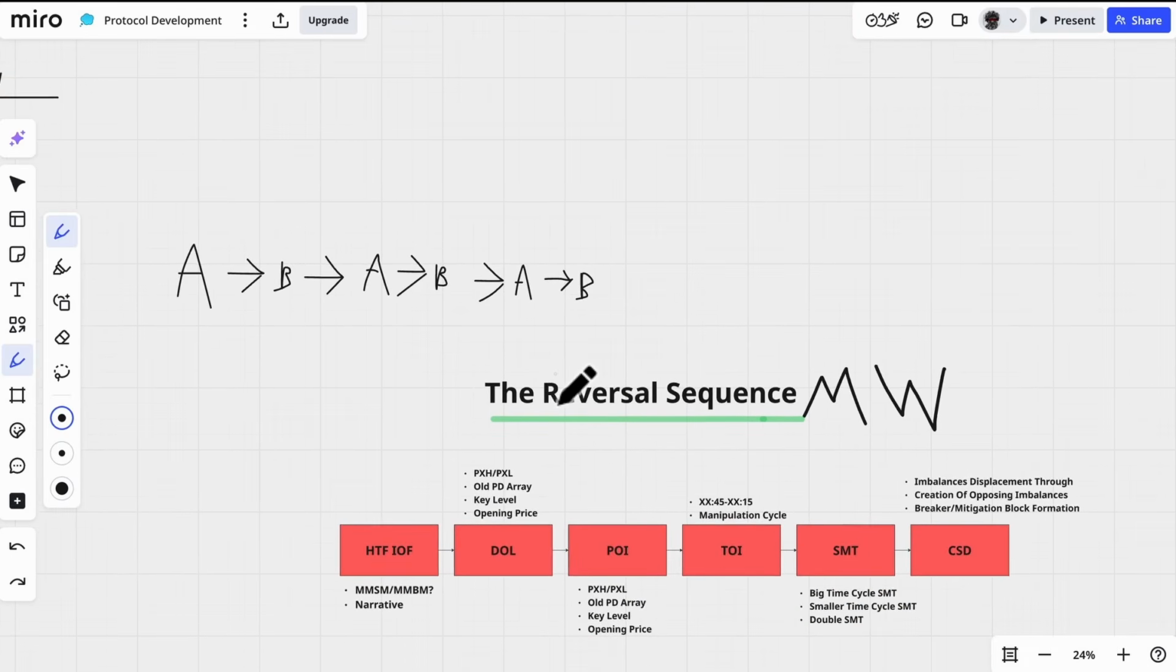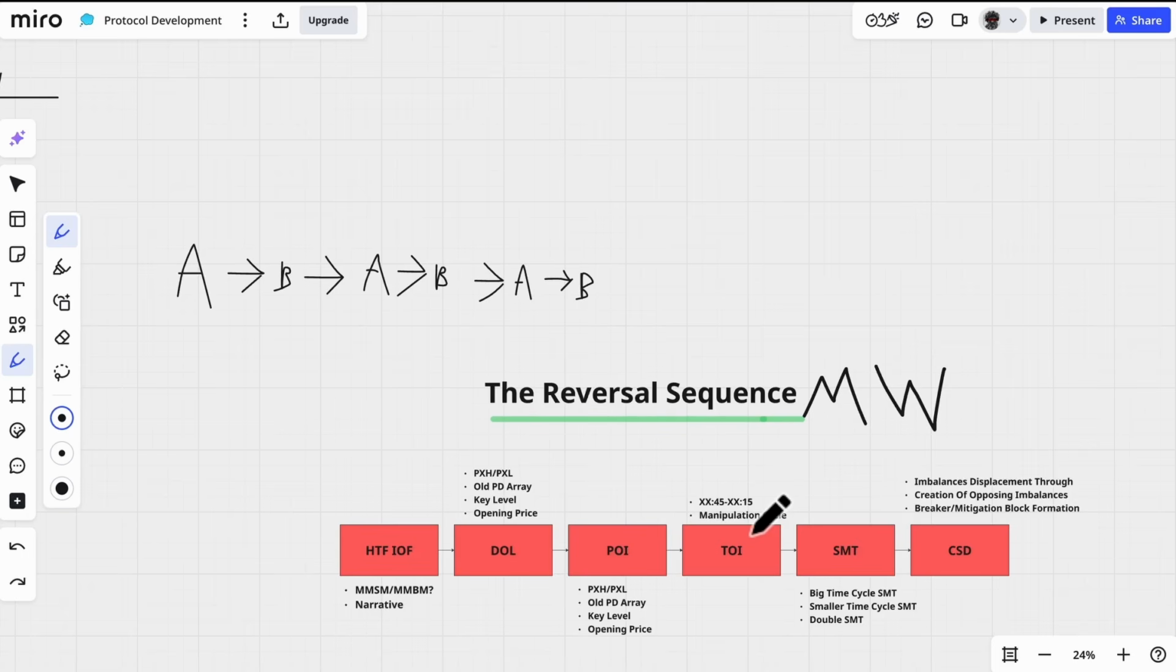Now, once we have defined a point of interest, we'll be waiting for a time of interest. And when it comes to times of interest, there are two methods of looking at times of interest. There are way more, but to keep it simple for you throughout this foundational protocol, so to say, we are going to be paying attention to the macros from XX45 to XX15, and we're going to be paying attention to manipulation cycles. Now, the macros themselves are pretty straightforward.